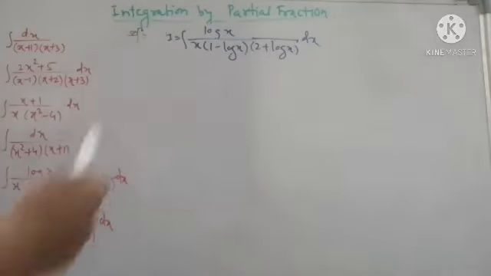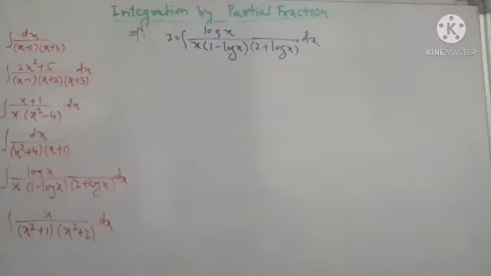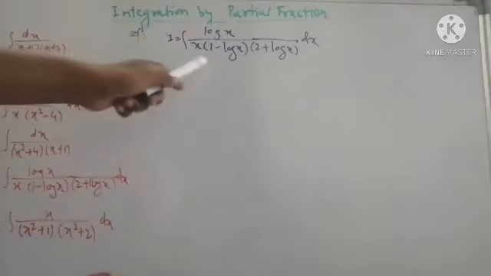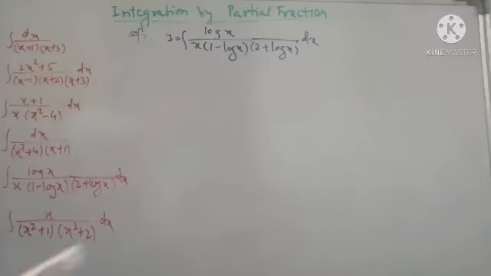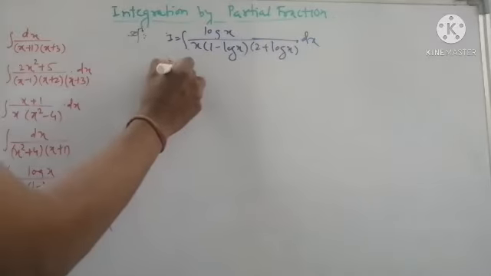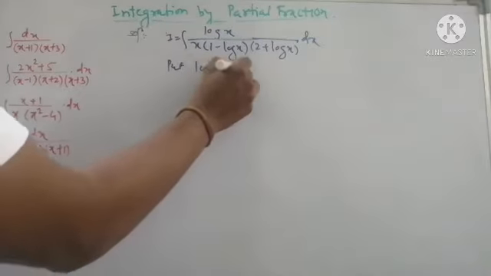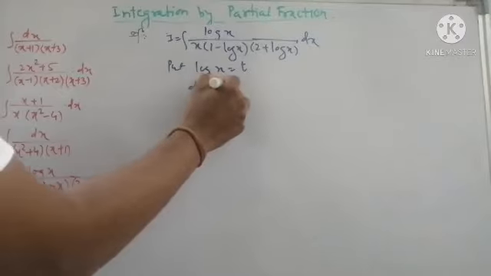I is equal to the integration of log x divided by x into (1 minus log x) into (2 plus log x). As you can observe here, the denominator is factorized in terms of log x. As we know, if an integral contains log x, we have to evaluate it by the substitution method. So we put log x as t and differentiate with respect to x.